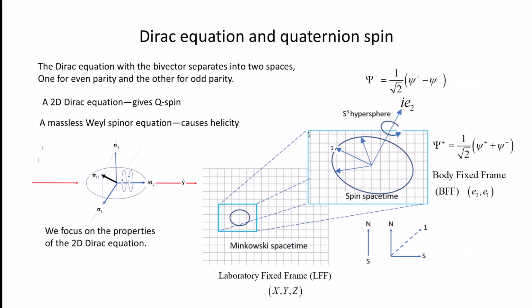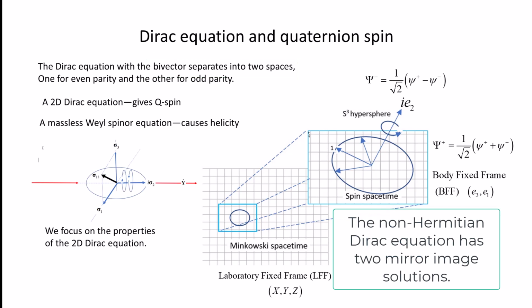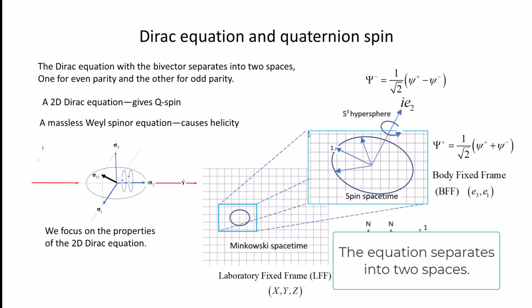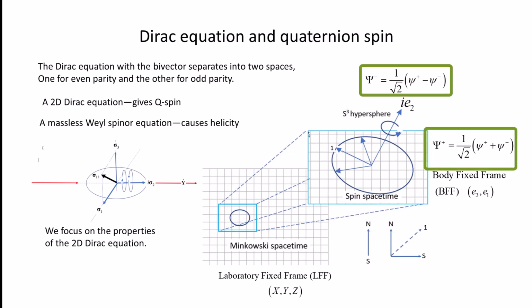Let me summarize. Introducing the bivector leads to a non-Hermitian equation with two solutions that are mirror images. They are reflective states with no fixed parity. However, this non-Hermitian equation separates into two equations of even and odd parity, which are sums and differences of the mirror states. The odd parity states describe the spinning axis driven by the bivector I sigma 2.